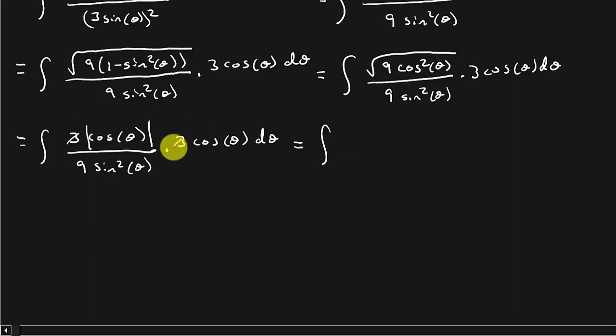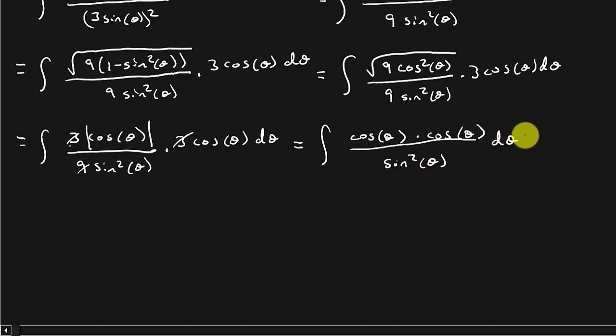Now look, let's go ahead and cancel out the 3's, because 3 times 3 is 9, and that's going to cancel with that 9. So this is cosine theta. So the absolute value of cosine theta, I'm writing that as cosine theta times cosine theta, over sine squared theta d theta.